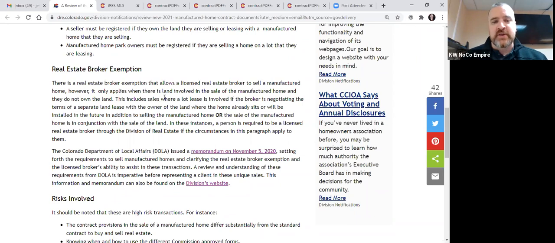However, it only applies when there is land involved with the sale of the manufactured home and they do not own the land. So this would be sales where a lot lease is involved, like a mobile home park type of thing. If the broker is negotiating the terms of the lease, and again, forget about negotiating the price, that is not what it means. It just means, are you advising your client? Are you a part of this lot lease? Do you have it in your file? And the answer is yes, you should if you're partaking in this transaction. So forget about that term negotiating. It's just, are you a part of this land lease with the mobile home park or manufactured home park?